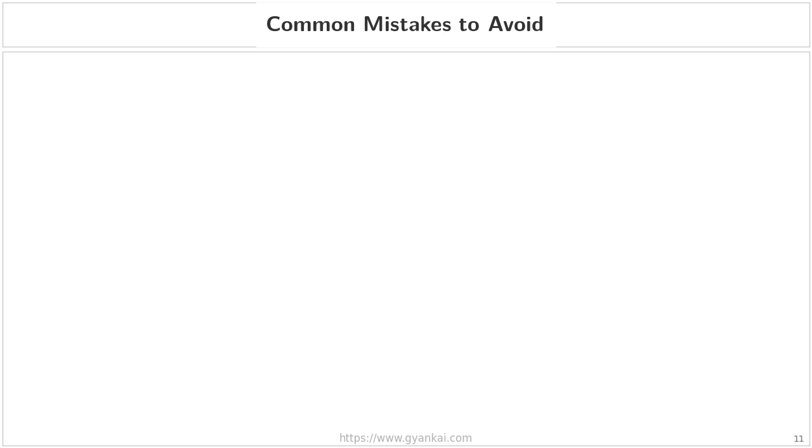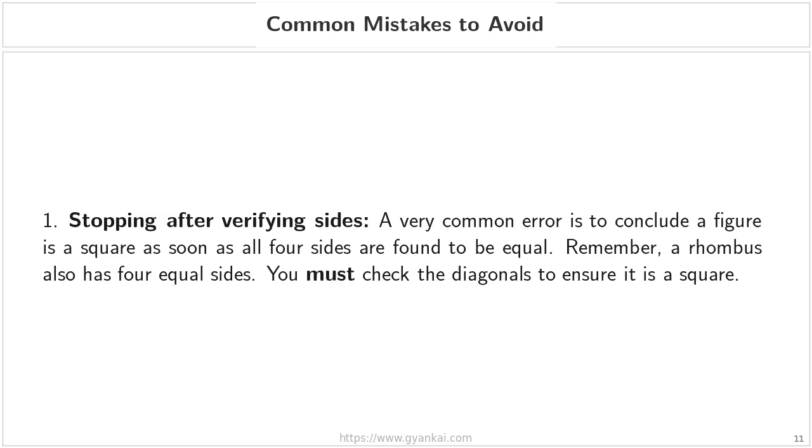Now, before we wrap up our lesson and look at the final summary, I want to pause and discuss some common pitfalls. Even if you understand the method, these 3 mistakes can easily lead to the wrong conclusion. First, a very frequent error is stopping your calculation immediately after verifying the sides. You might find that all 4 sides are equal and think, great, it's a square. But remember what we discussed in the previous slides. A rhombus also has 4 equal sides. If you don't perform that crucial final step of checking if the diagonals are equal, you haven't actually proven it's a square.